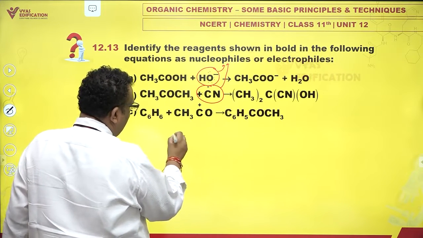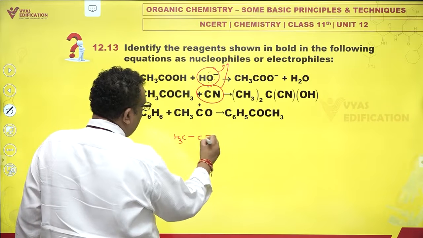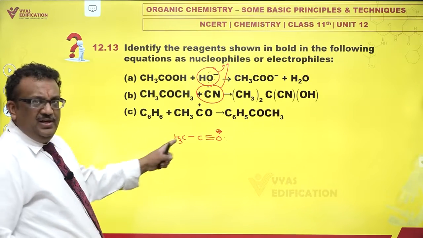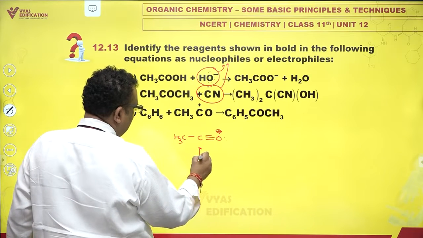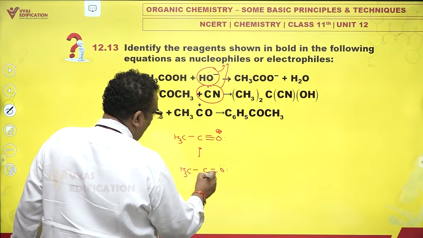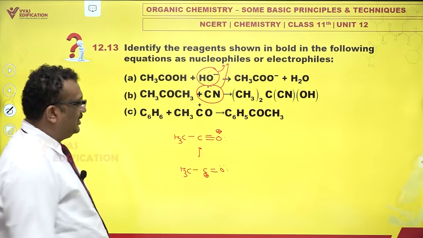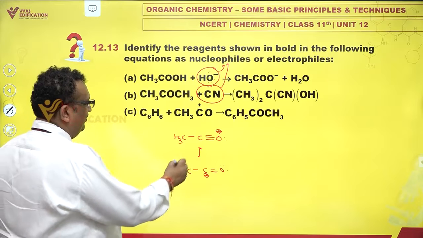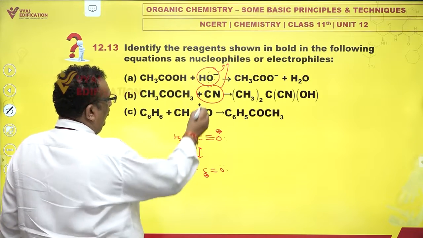Acyl cation, CH3CO+. It has two contributing structures. One is this and another is CH3CO+, like this. First one is more contributing, second one is less, but nonetheless both of them are very much there. Now what is this?